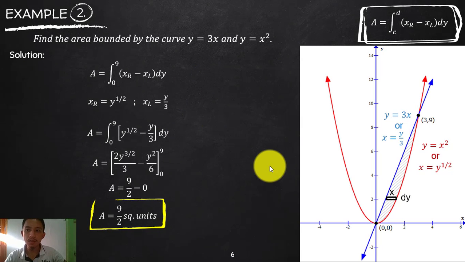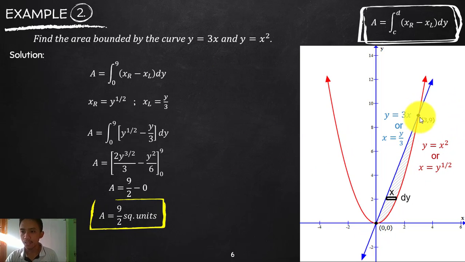Let's have one more. Okay, let's have one more. So find the area bounded by the curve y equals 3x and y equals x squared. So if I will draw that one, y equals 3x is just a line. By merely looking at the exponent that is raised to 1, this is just a line, this is a curve. So if I will draw, this is a parabola, that is the red one, and then that is the line, which is the blue one, the blue line.